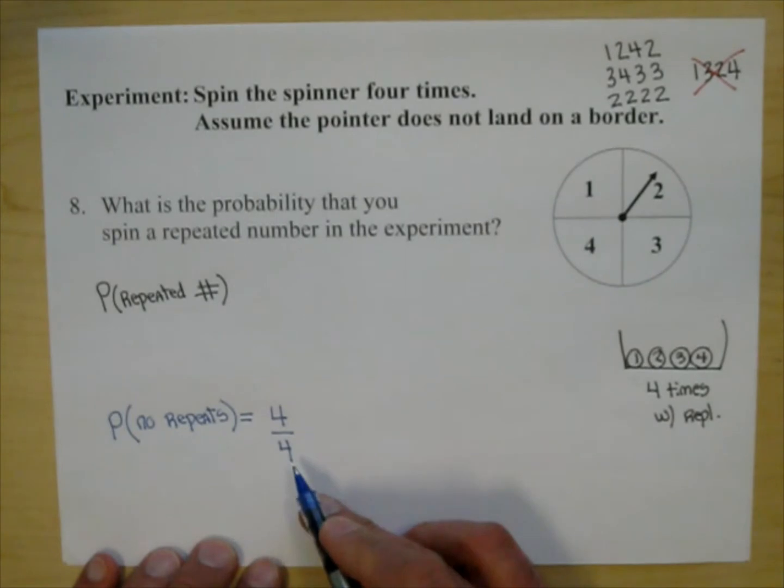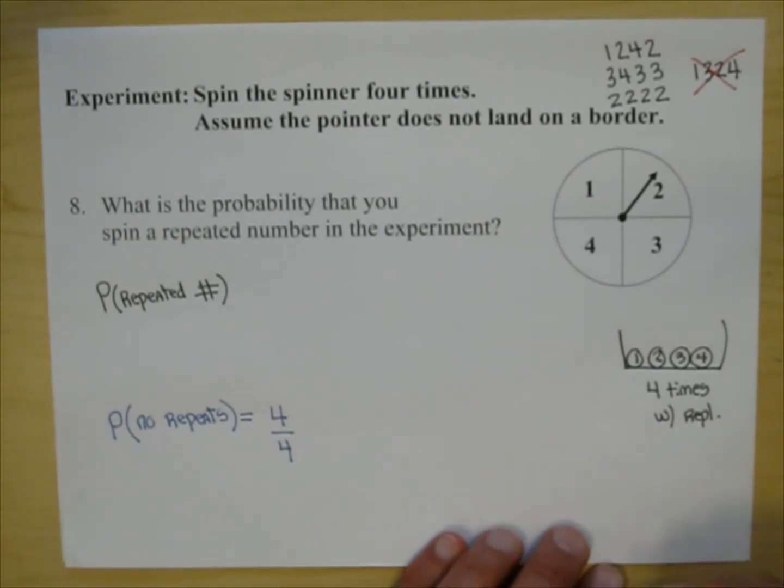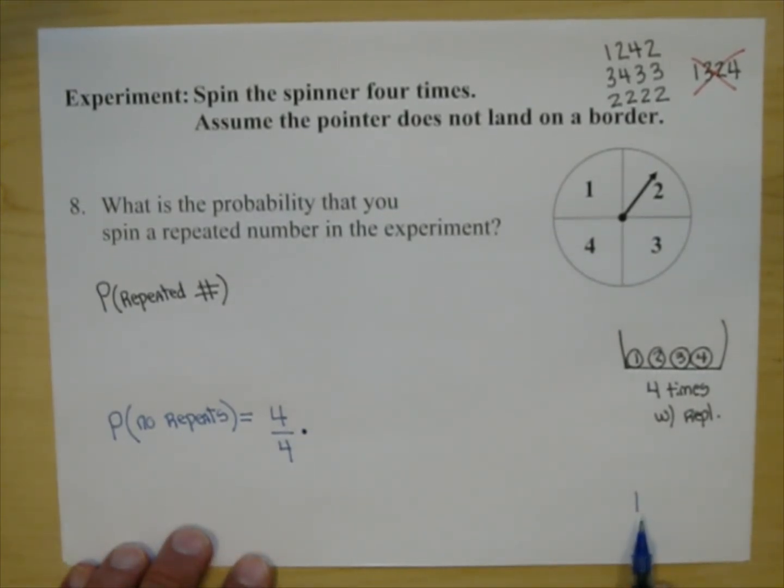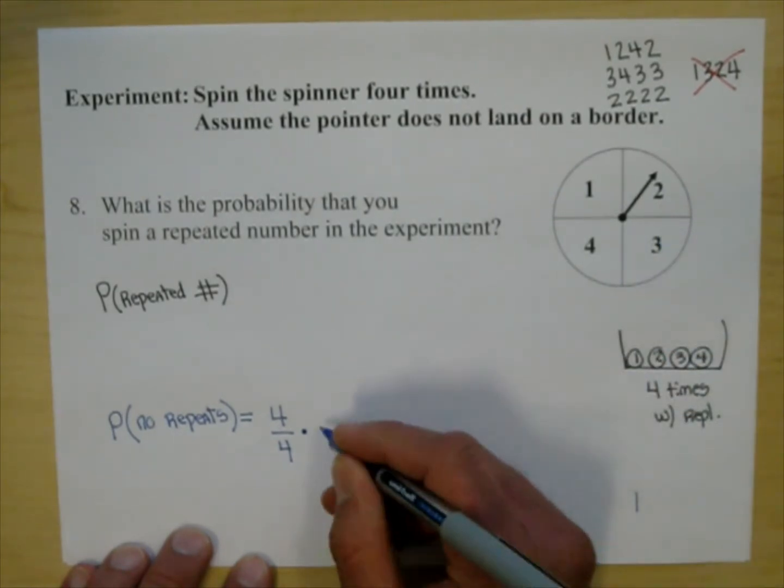Okay, so suppose your first spin was a 1. Then your next probability is going to be different. The next time you spin, you do not want a 1. So what is the probability that you do not get a 1? It would be 3 out of 4.